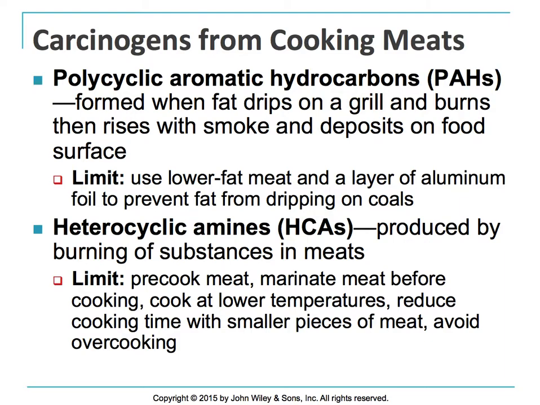Heterocyclic amines, or HCAs, are produced by the burning of substances in meat. In order to reduce your exposure to these carcinogens, pre-cook meat, marinate meat before cooking, cook at lower temperatures, reduce cooking time with smaller pieces of meat, and avoid overcooking.